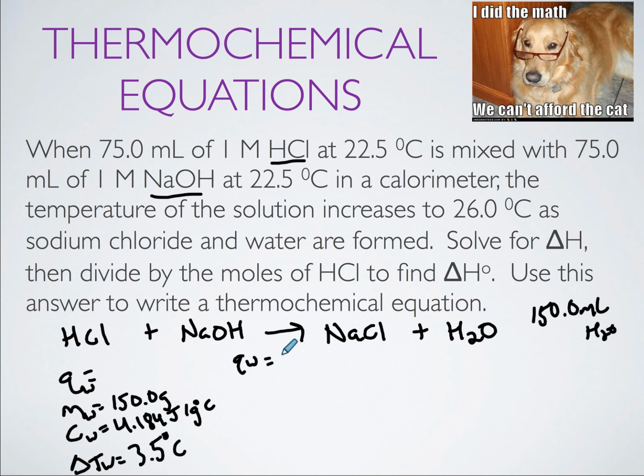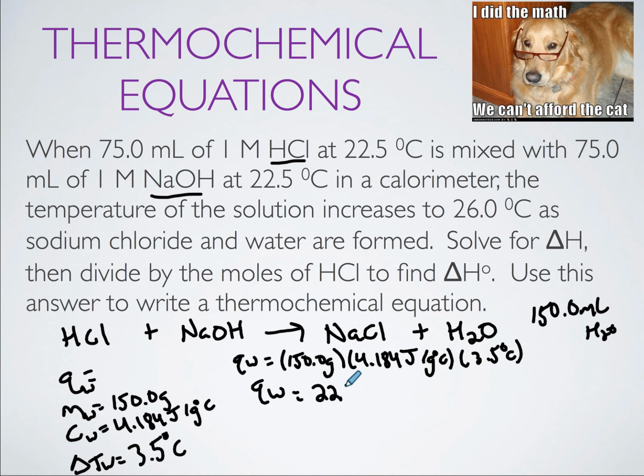So from here, I'm going to plug in all of my numbers to find QW. So that's 150.0 grams times 4.184 joules per gram degree Celsius times 3.5 degrees Celsius. So QW here, after I round it for two significant figures, I end up with 2,200 joules. And it's a positive value, which could also be written as 2.2 kilojoules. If you're not familiar with that conversion, you're basically just dividing by 1,000.